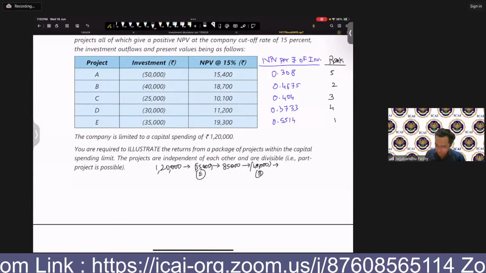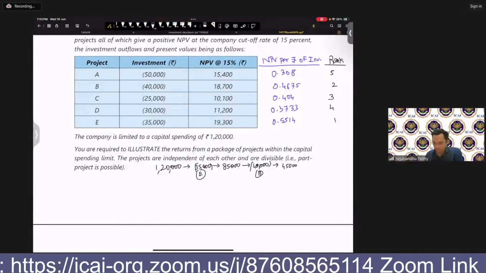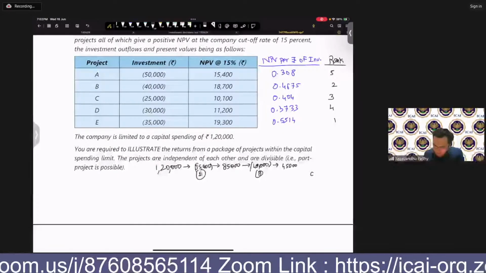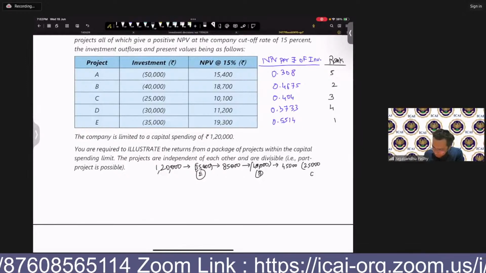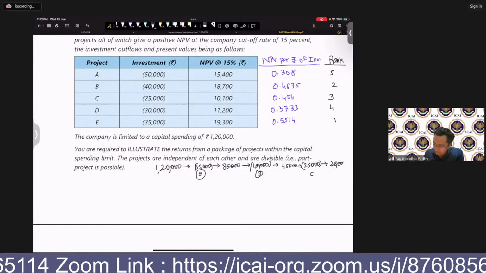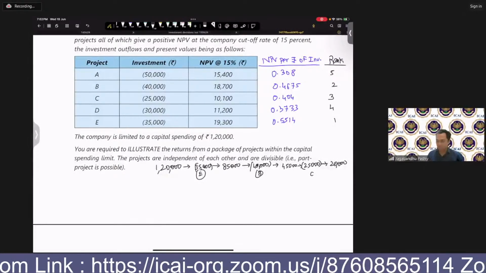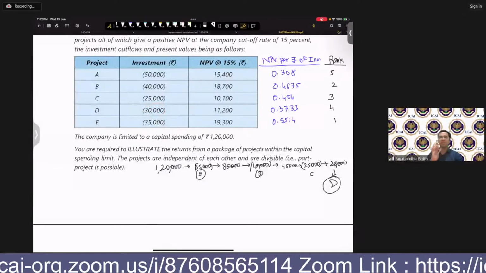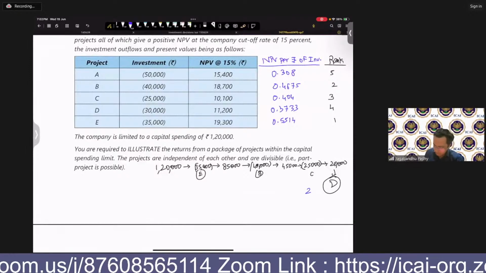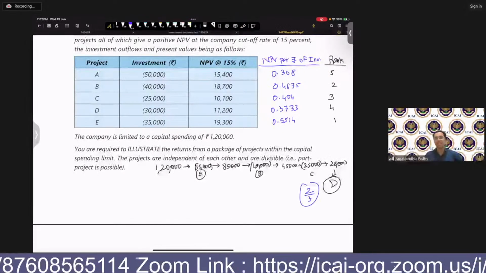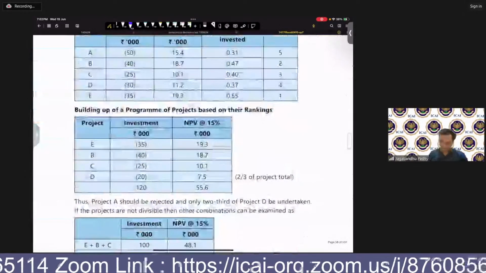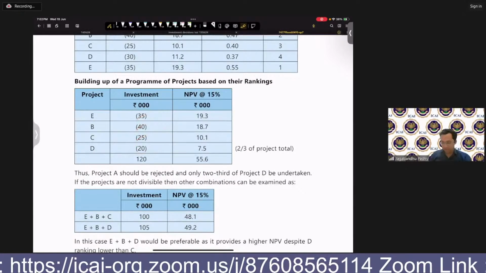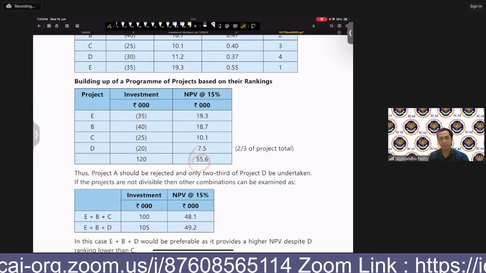So how much is left over with us? We still have 45,000 available with us. So now we go for the third rank project, which is project C. C requires an investment of 25,000, right? And we are still left with 20,000. Now this 20,000 we would invest in project D, but we won't be able to invest the full value in project D because project D requires 30,000 investment. So in D, we would have 2/3 investment, not full stake, but 2/3 investment. And that's what is stated in the solution also. You can say 35, 40, 25 and 20 investment in D. And then you just write down the NPV, and take the net total NPV of all the projects.